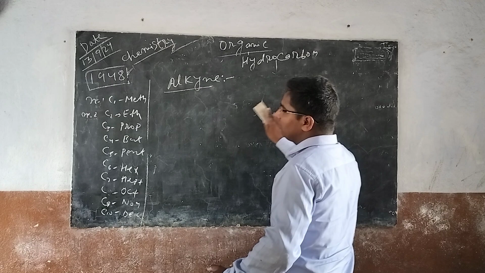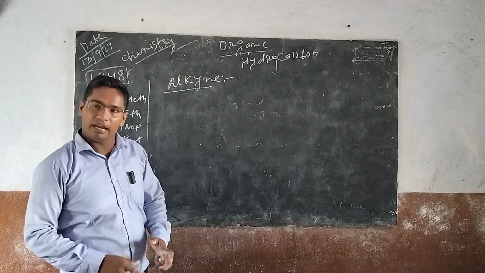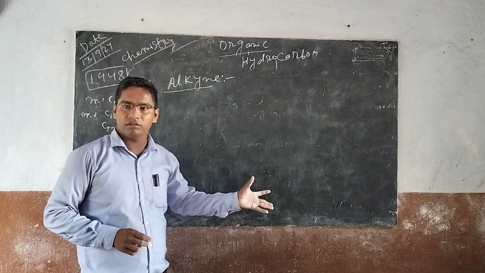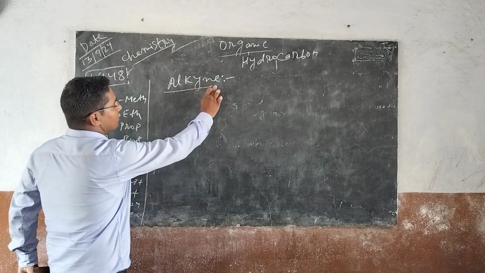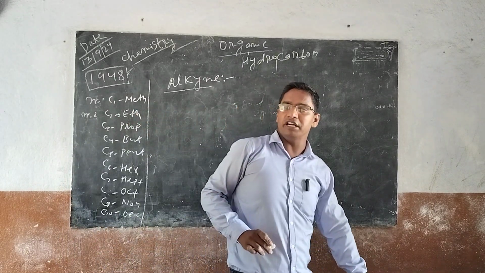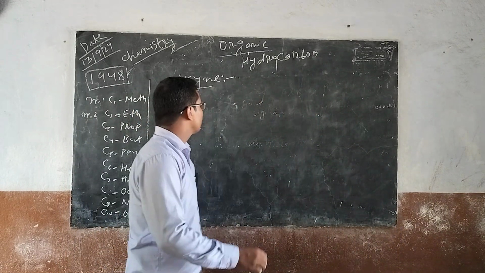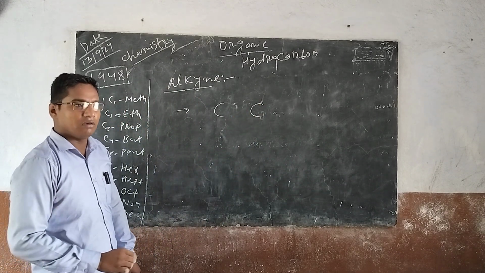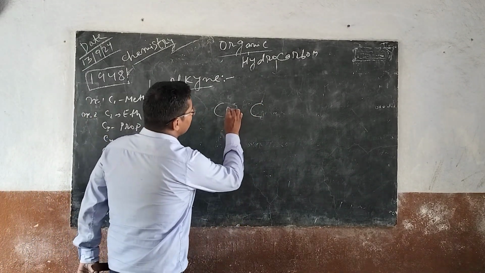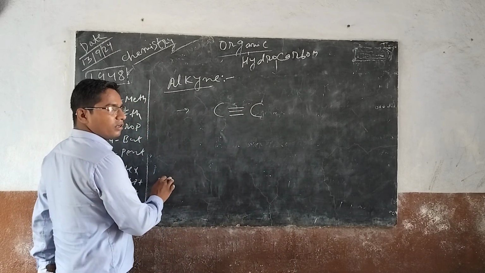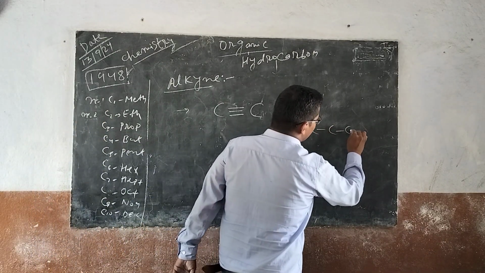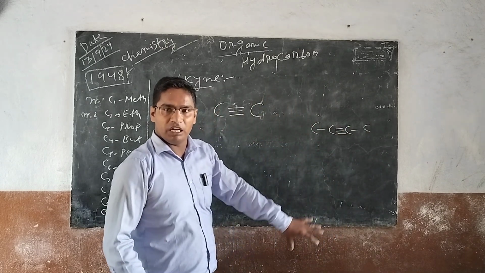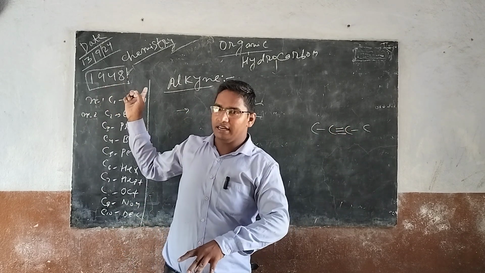Now we have to study about alkynes. I hope everybody understood pi bond and sigma bond. Alkyne is a member of the unsaturated hydrocarbons, and between two carbon atoms there must be at least one triple bond. Even if there are more than two carbon atoms, we need at least one triple bond. Then we can say it is a member of the alkyne family.